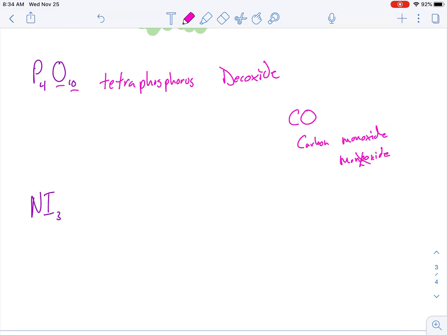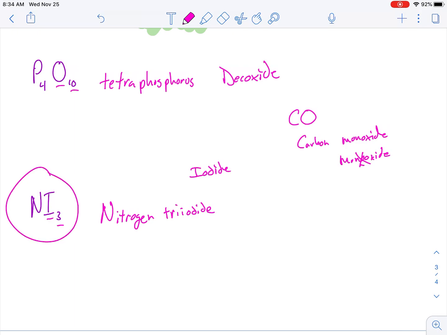Our last example is NI3, so I don't need a prefix on my nitrogen. I'm just going to use the full word. And now I have to have 3 iodines, so that's tri, and then iodine is iodide, so I'll say tri-iodide. That one kind of sounds weird, but that's what it is.